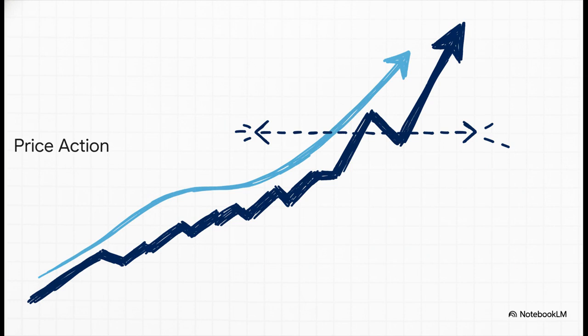So that frustrating delay you're feeling, it actually has a name. It's called indicator lag. And it's basically the gap, the time difference between when a price actually moves and when a traditional indicator, like a moving average, finally gets around to showing it.